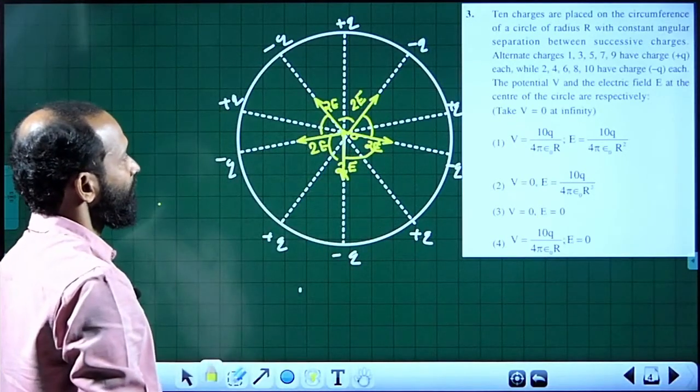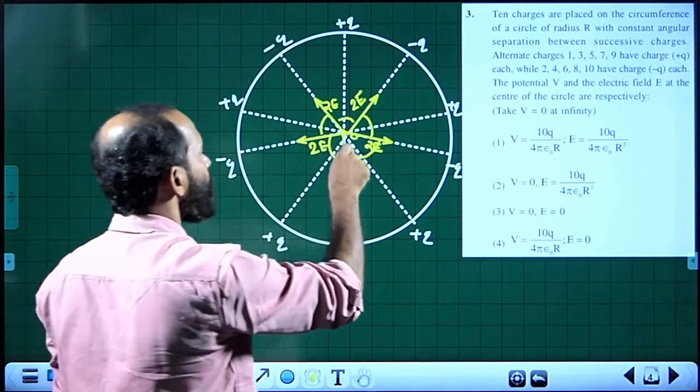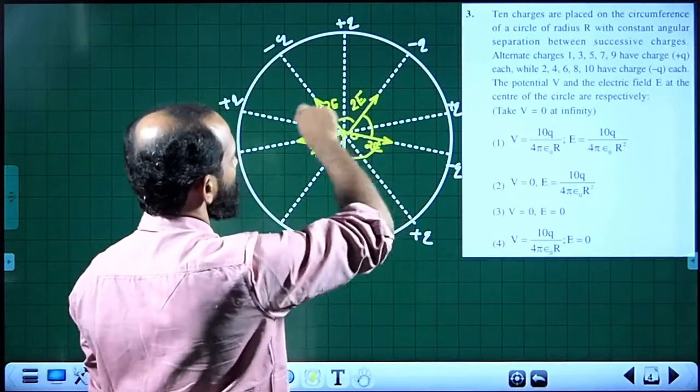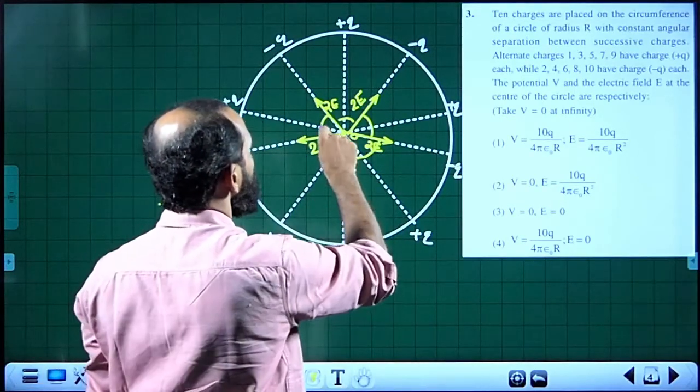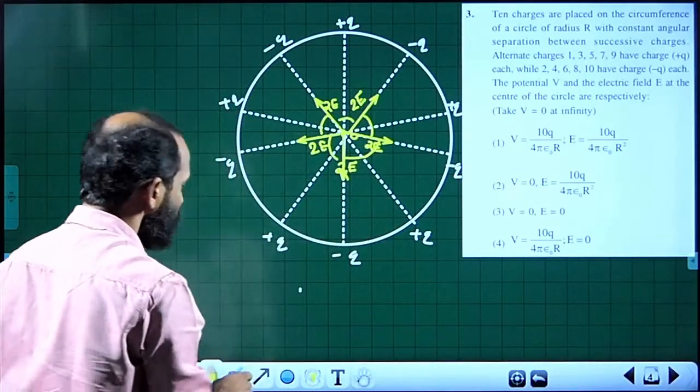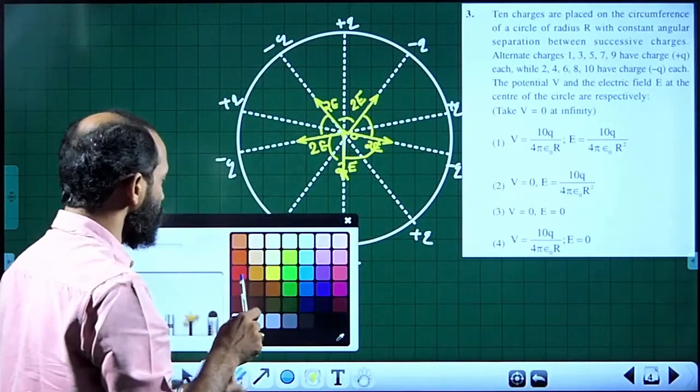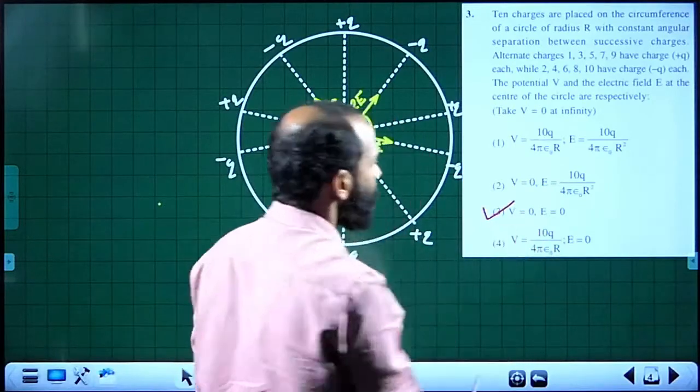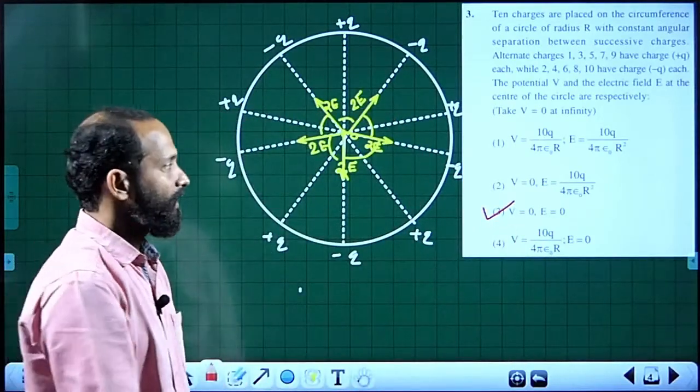72 degrees. Okay, what is the resultant? As all these vectors are of equal magnitude and they are equally angular separated, the resultant field also must be 0. So the correct answer is third option, V equal to 0, E equal to 0.